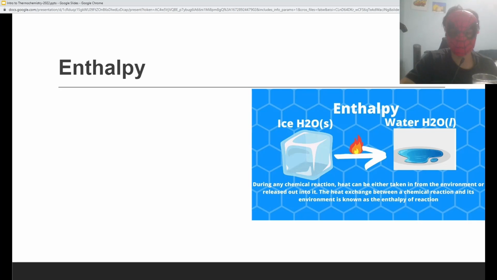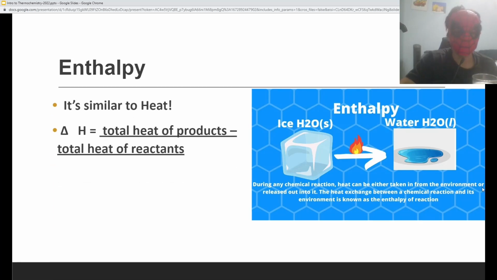In this slide, we are discussing enthalpy, which is a measure of the total internal energy of a system, taking into account the heat and work that have been exchanged with the surroundings. Enthalpy is similar to heat in that it is a measure of the energy transfer that occurs as a result of a temperature difference. However, there is one major difference between heat and enthalpy. Heat is usually in reference to the surroundings, while enthalpy is in reference to the system.